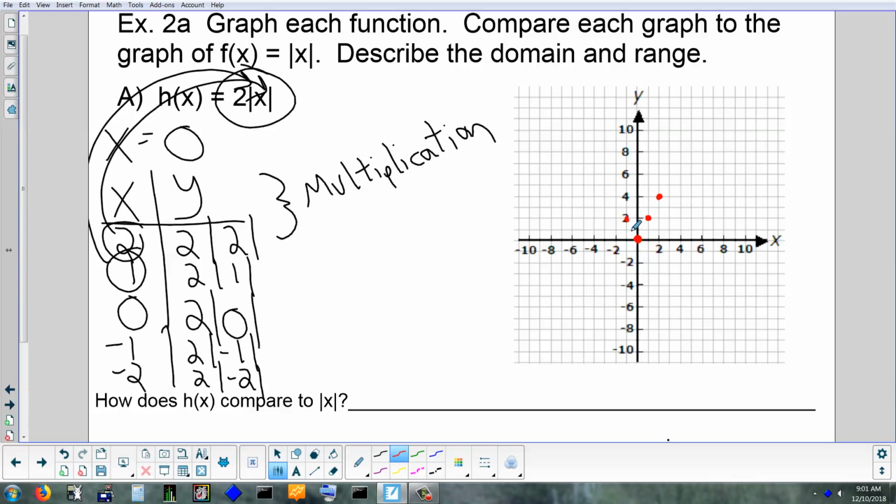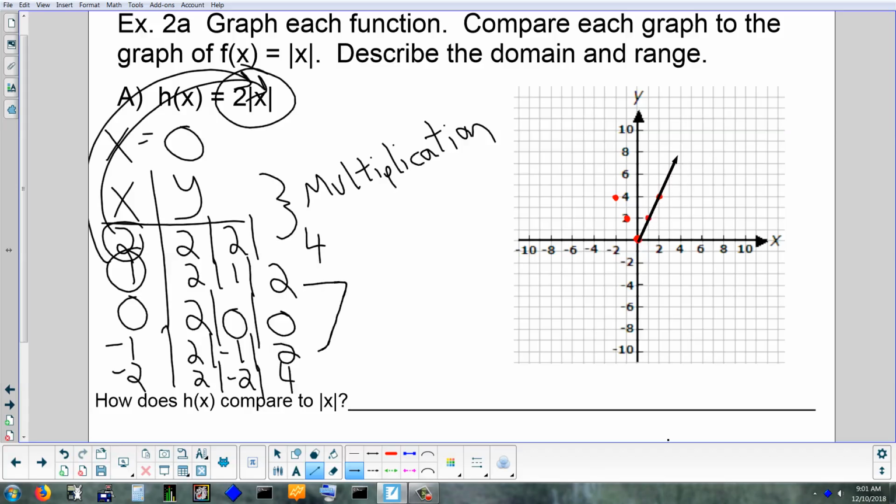So 2 times the absolute value of 2 is going to be what? 4. 2 times the absolute value of 1? 2. 2 times the absolute value of 0. 0. Stop. What's my next y value going to be? 2. What's my last y value going to be? 4. Remember, you don't have to solve these. This always matches up.